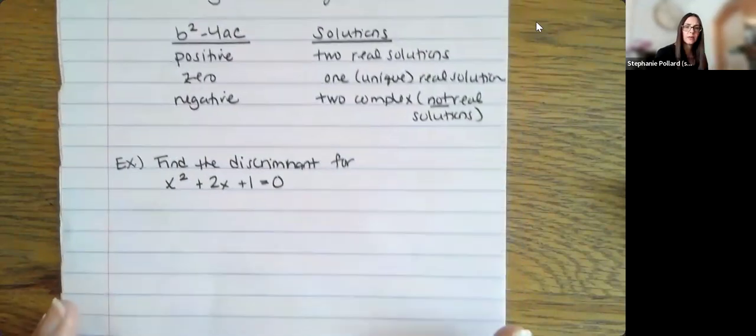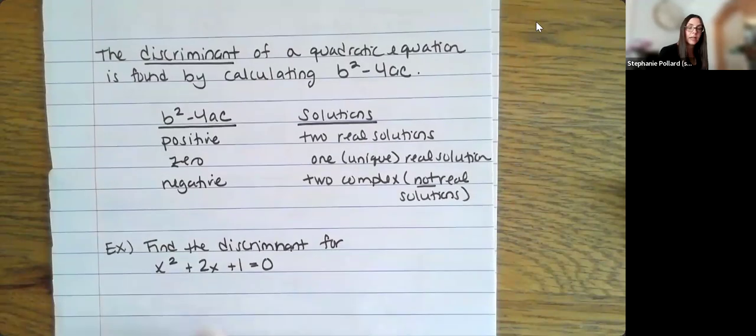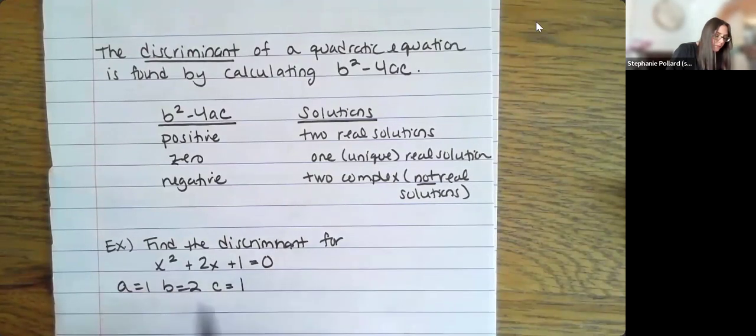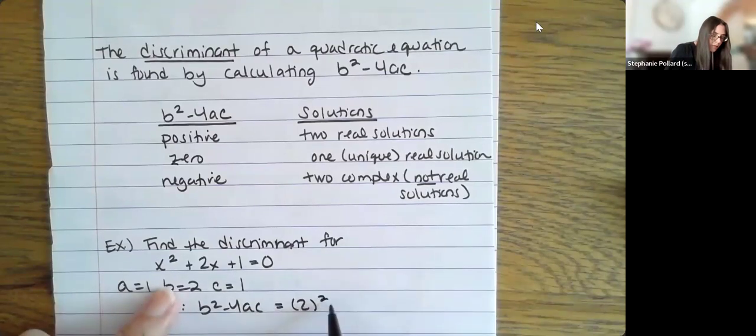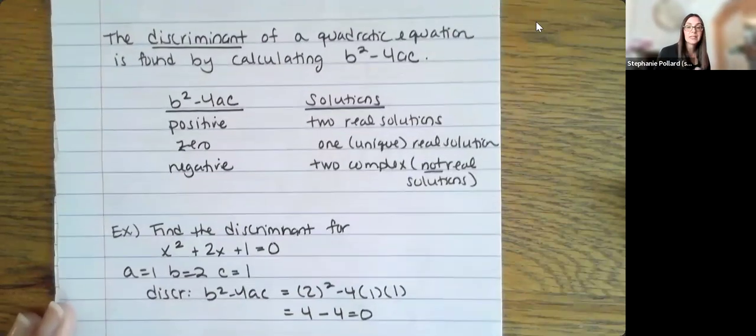So just to do an example of this. So here's your equation. It still has to be set up in the correct order with that equals 0. So our A is 1 here, our B is 2, and our C is 1. So if I look at the discriminant, that b squared minus 4ac, I would have 2 squared minus 4 times 1 times 1. 2 squared is 4, and 4 times 1 times 1 is also 4. So the answer is 0 here.